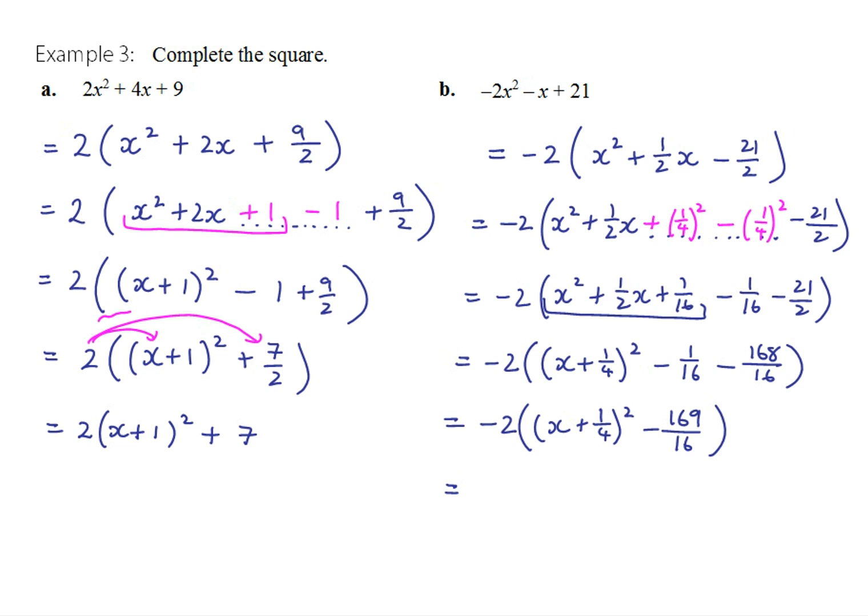And lastly, I want to expand back out with that negative 2. So negative 2 times the bracket and negative 2 times that fraction at the end. So negative 2 x plus 1/4 squared plus, because we're multiplying by negative 2, 169 on 8.